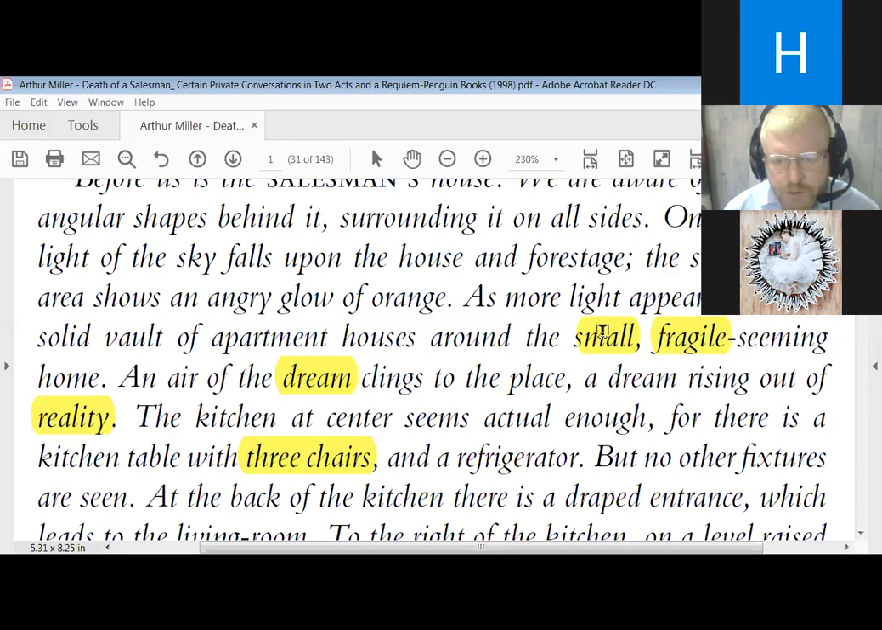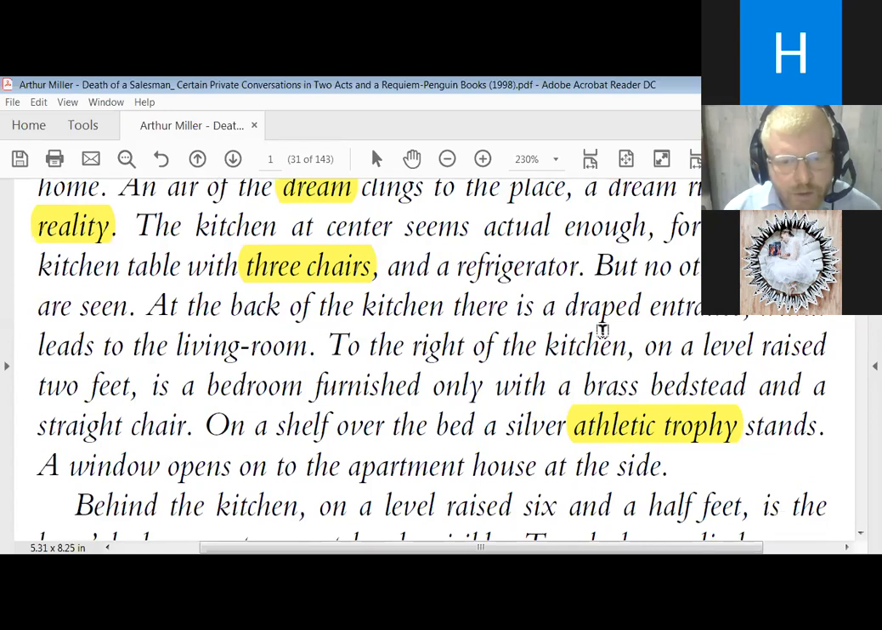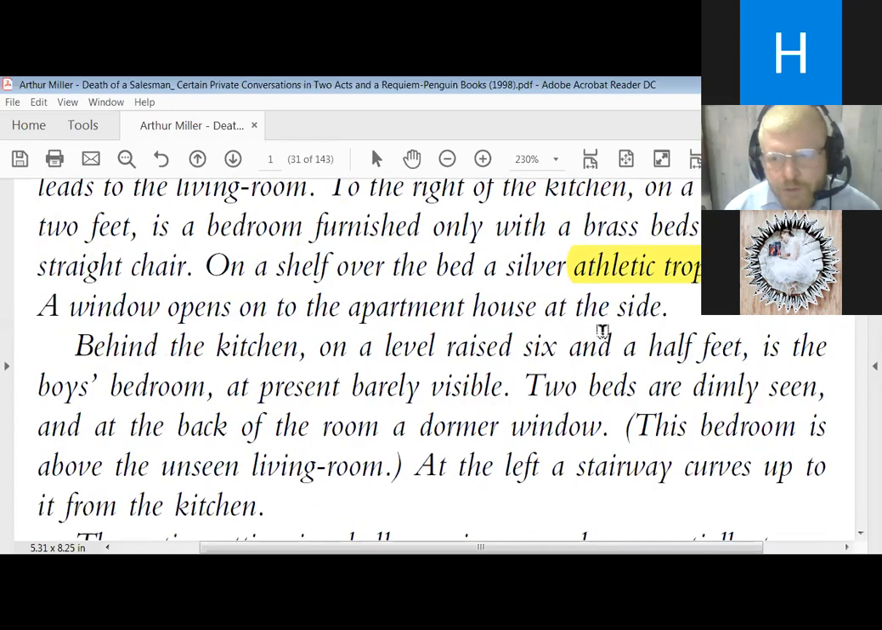Not only is the house small and fragile, but also Willy Loman is small and fragile. Okay, and the athletic trophy might also refer to Biff, because you remember his older son, Biff, was supposed to be an athlete, and maybe this thing that only stands there, the silver athletic trophy, might be referring to Biff.